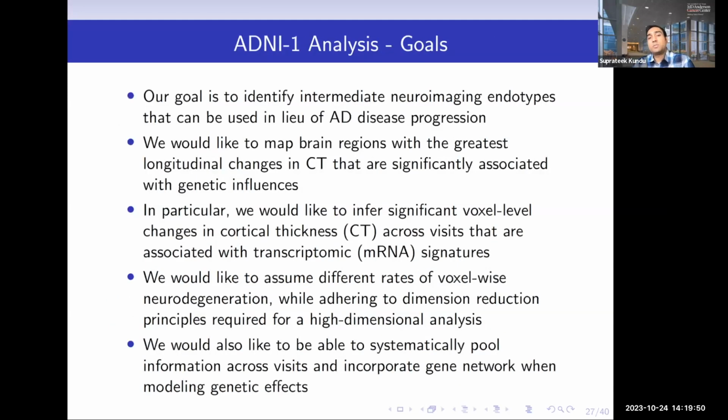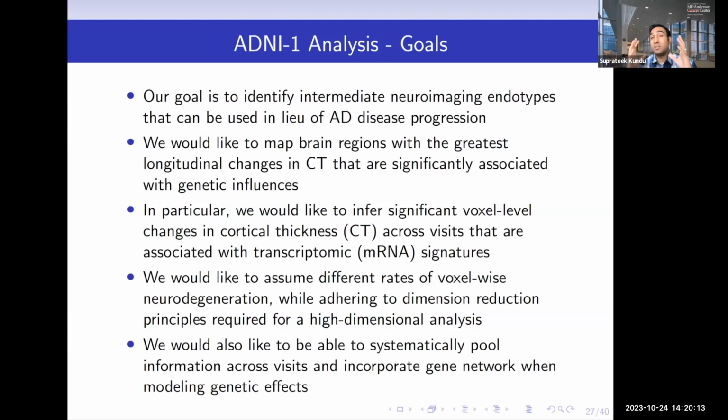ADNI analysis results, moving on to the real data results. I already talked quite a bit about the real data. So we have this ADNI1 data set. We have T1 MRI images. We designed a pipeline to extract cortical thickness information from the MRI images. So what we're really doing is using the cortical thickness maps.